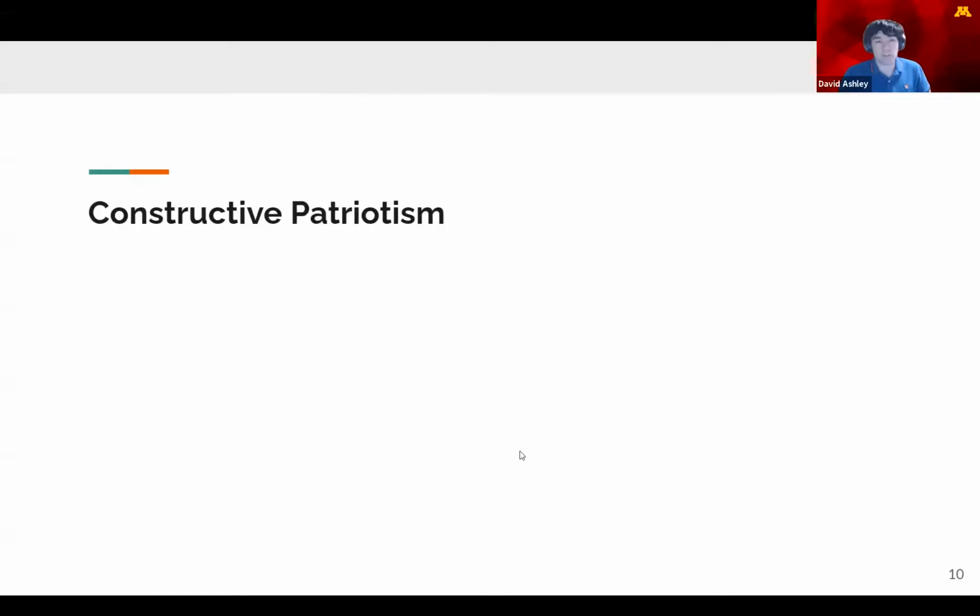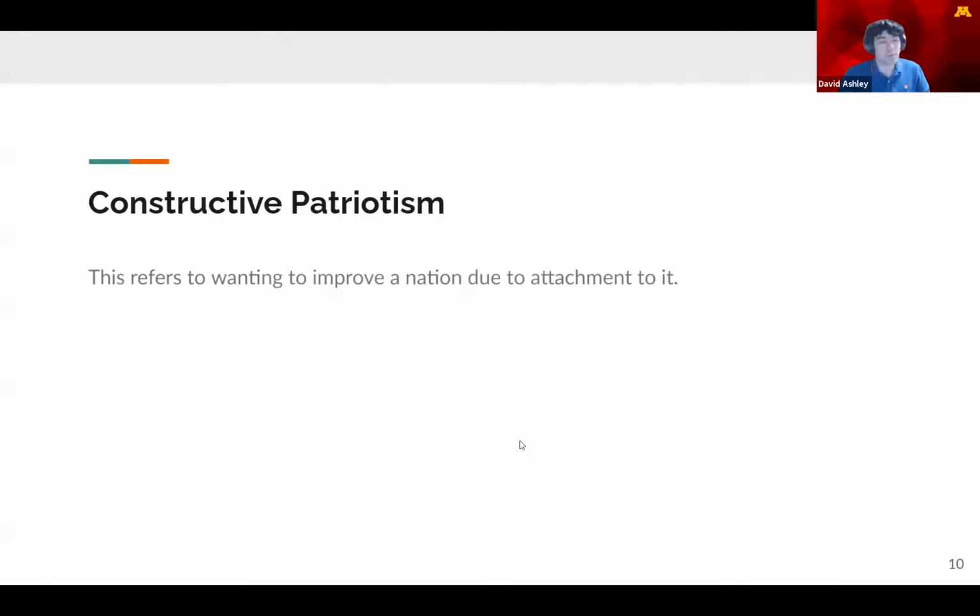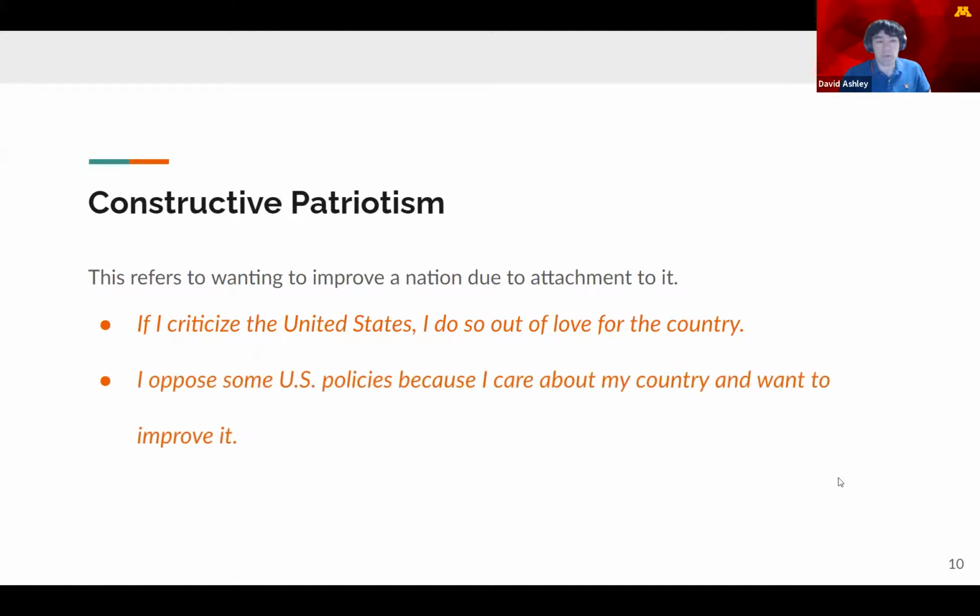All right, so constructive patriotism is specifically defined by wanting to improve a nation due to your attachment to it. So if I criticize the United States, I do so out of love for the country, or if I oppose some U.S. policies because I care about my country and want to improve it. Perfect. No more questions, Your Honor.